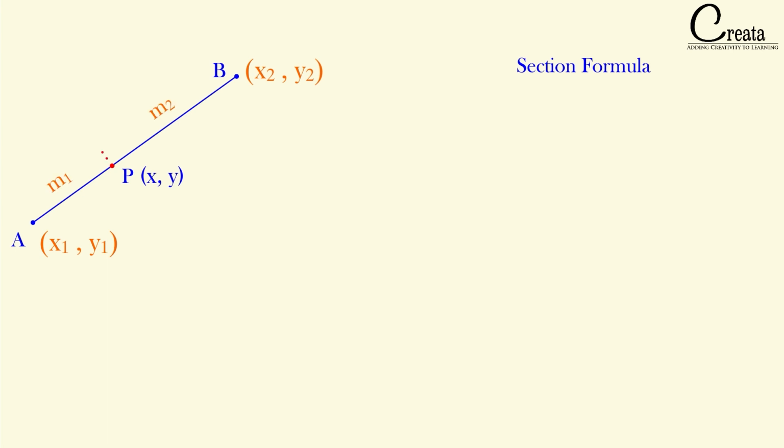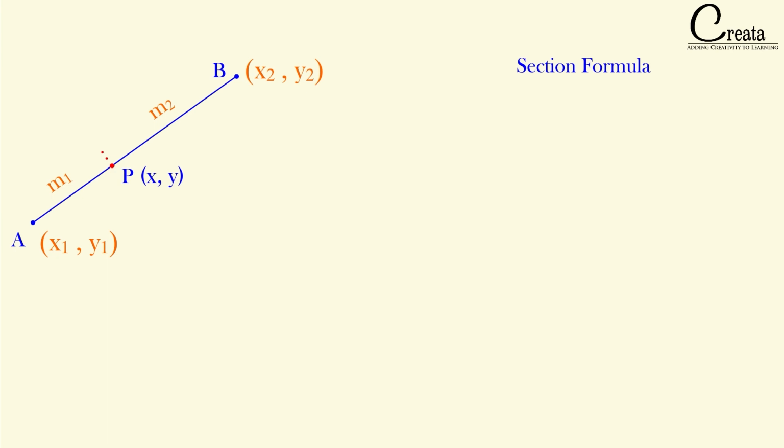The next is the section formula. In the section formula, we have 2 points A and B. The point A is x1, y1, point B is x2, y2. And they join to form the line segment AB. We also have a third point, that is point P, whose coordinates are x comma y. This point P is basically dividing the line segment AB in a certain ratio. The ratio, let's assume, is M1 is to M2. For example, it is 2:1. It means M1 is 2 and M2 is 1. M1, M2 are just the ratio in which the point P is dividing the line segment AB.